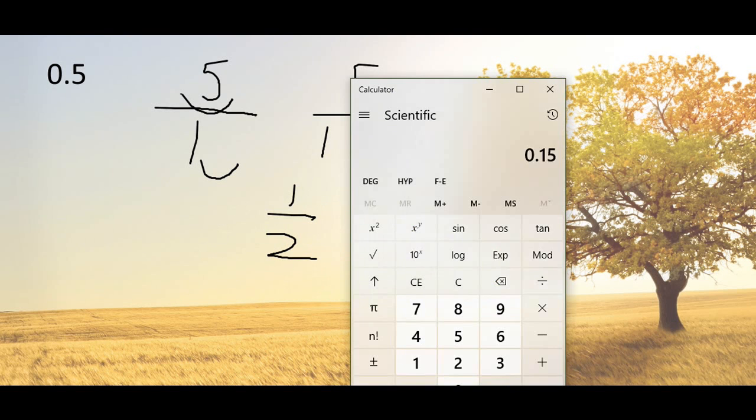Now let's check it in the calculator. If I have 1 divided by 2, I get 0.5, which is what we started with, and that's correct.